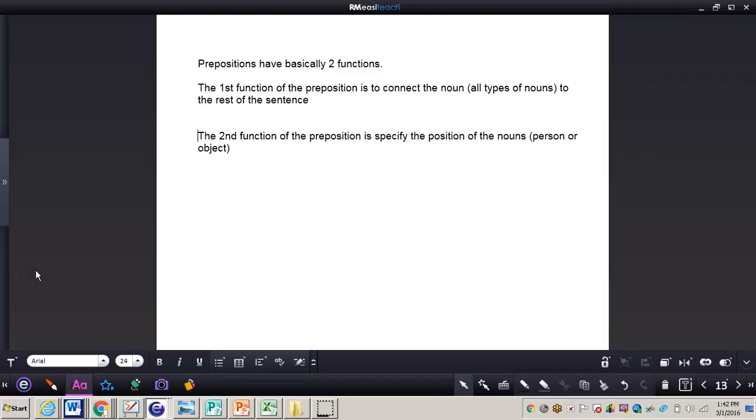In this video, we're going to be taking a look at prepositions, and I want you to have your writing journal, pencil, and practice companion book out. Now it's important to write these two functions down of prepositions. So prepositions basically have two functions.